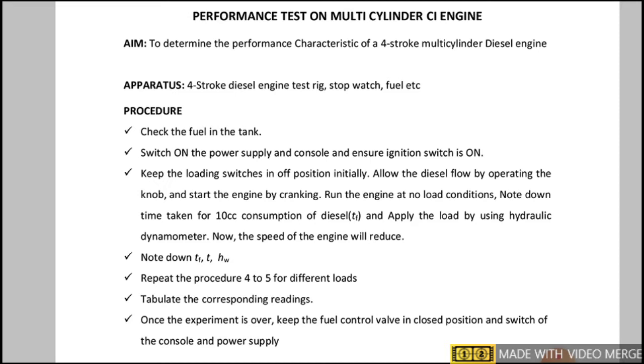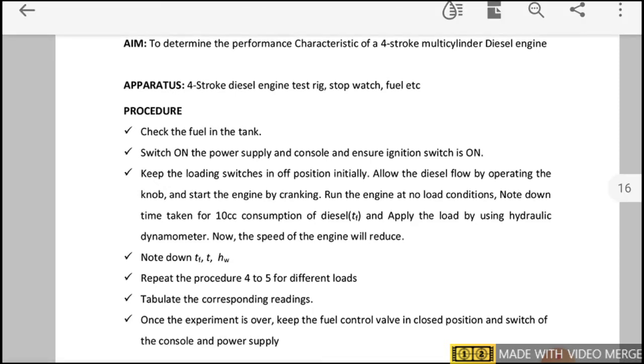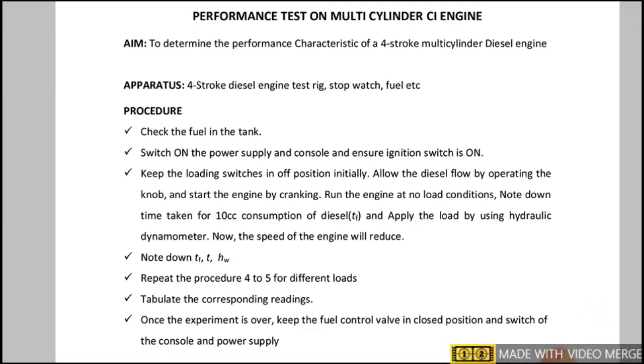The procedure to be followed is: check the fuel in the tank, switch on the power supply and console, and ensure the ignition switch is on. Keep the load switches in off position initially. Allow the diesel flow by operating the knob and start the engine by cranking. Run the engine at no load conditions.